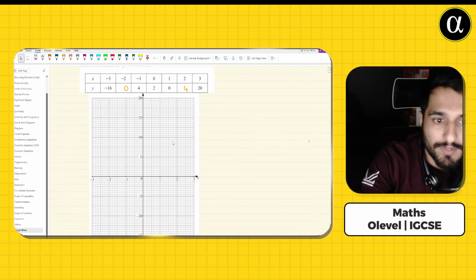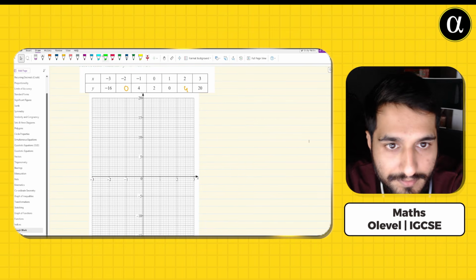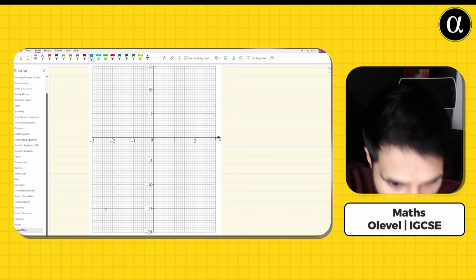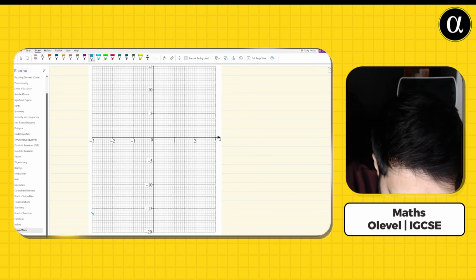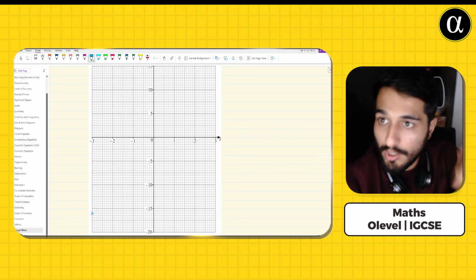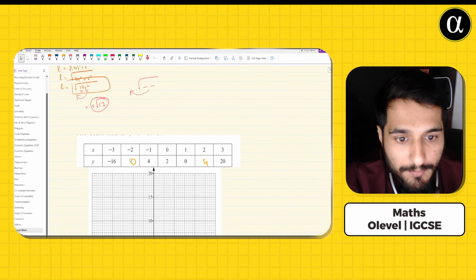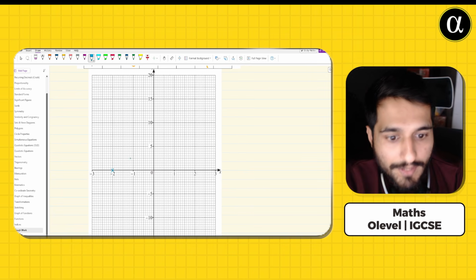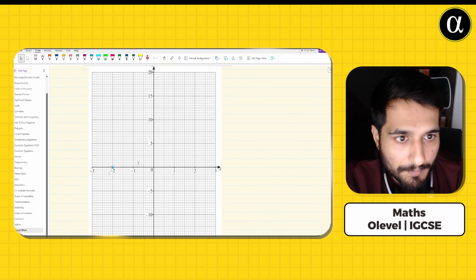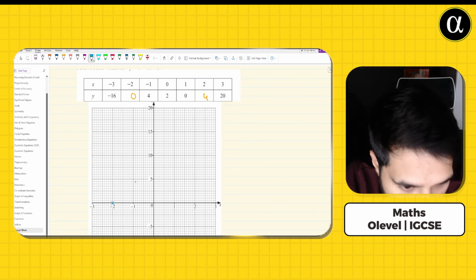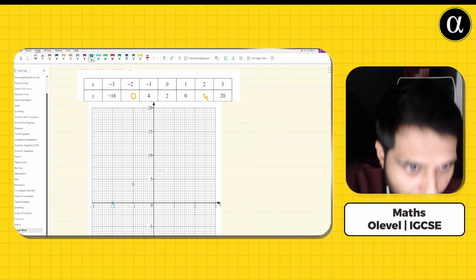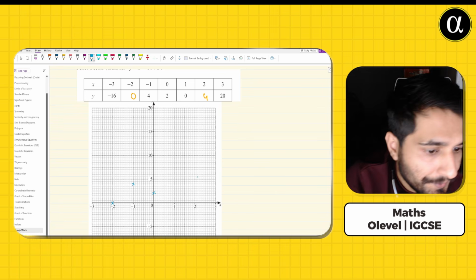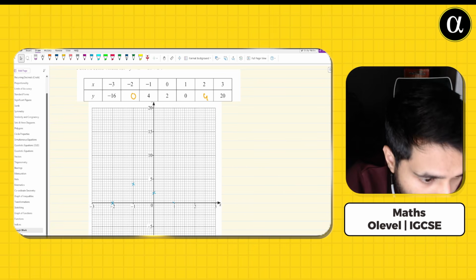Now we're supposed to fill this graph for x to be minus 3. Let's say minus 3 and minus 16. So minus 3 and minus 16 would be somewhere here. Make sure you use a cross or dot along with a circle around it. So minus 3 and minus 16, minus 2 and 0, it'll be somewhere here. And then we move on to the next one. That's going to be minus 1 and 4. So minus 1 and 4 is going to be somewhere here. And then 0 and 2 is going to be somewhere here. And 1 and 0 is going to be here.